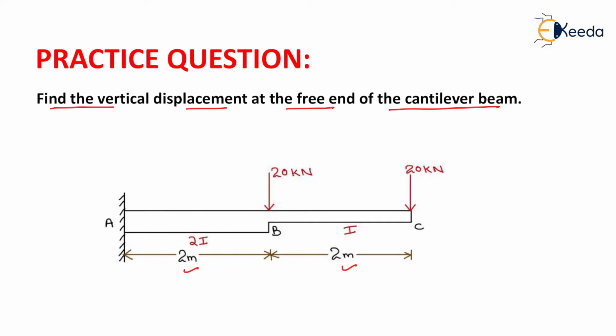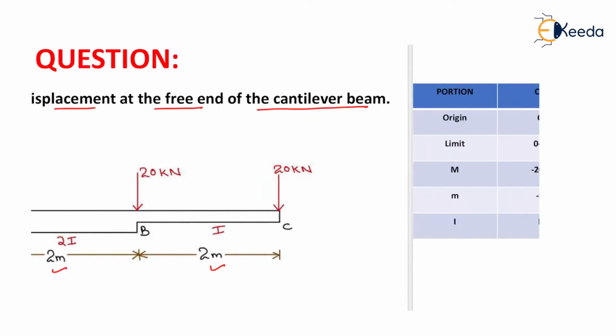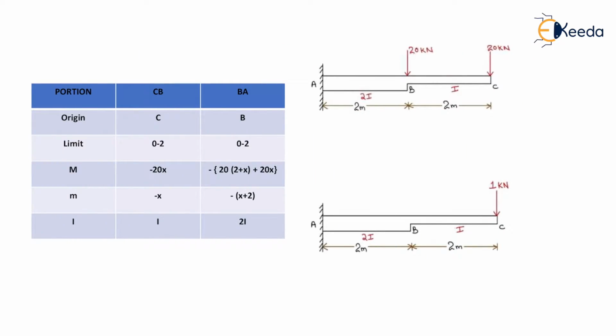Now for computing the vertical displacement of the free end, that is C, we need to find the capital M value due to external loading on the structure as well as the small m value due to a unit load at C. We have made a table here in which we have written the portion, span CB and span BA.